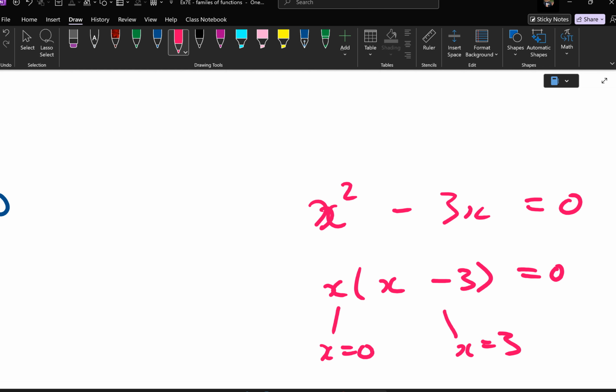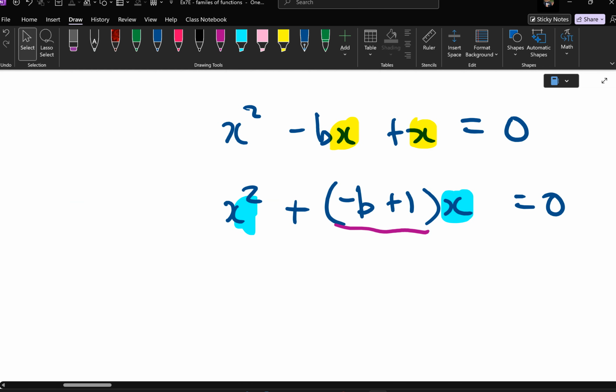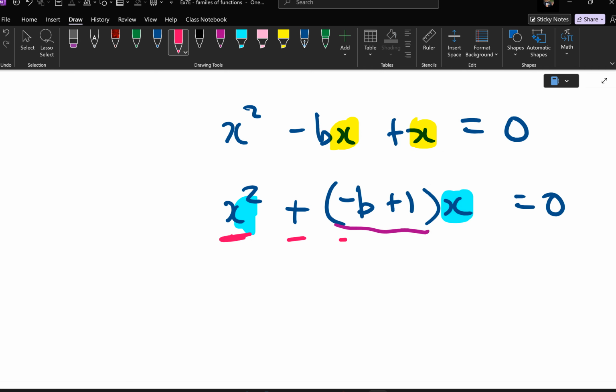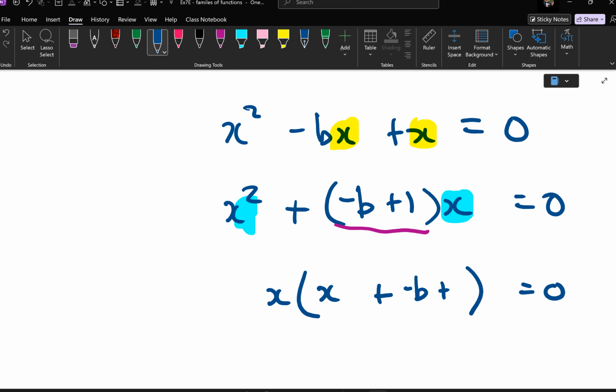True? That's what you would have done. But just because I don't have a number makes it a bit more complicated. Still the same thing. X squared plus, there's a number in front of x, but they both have a common factor of x. So what do? Take out x as your common factor, and then that becomes x plus negative b plus 1, or pretty much just minus b plus 1.